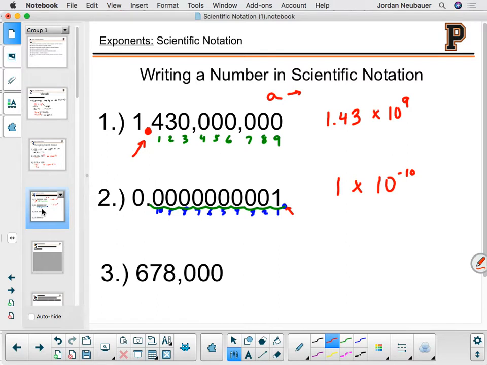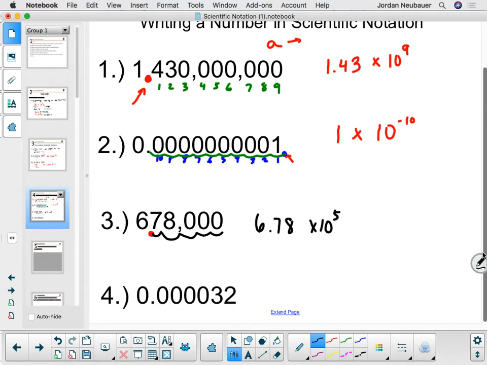678,000, again, identify your base number. I place it right here, and then make your swoops. So we go 1, 2, 3, 4, and 5 spots. So this would be 6.78 times 10 raised to the 5th power. 10 to the 5th power is 100,000. Okay? So this is like 6.78 times 100,000, or 678,000. So we can easily write numbers that exist, whether they be really big or really small, in scientific notation, just by kind of understanding that tens place and understanding what direction we're moving.